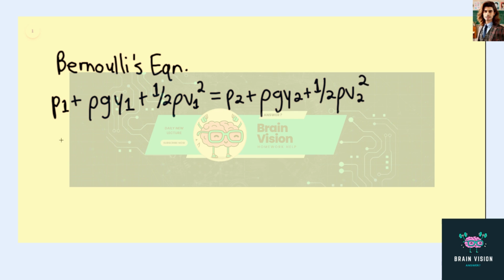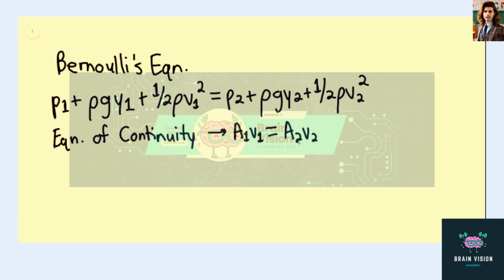We know that due to the equation of continuity, we can say that A sub 1, the cross-sectional area 1, times V sub 1 is equal to A sub 2 times V sub 2. And we can then say that V sub 1 would be equal to V sub 2 multiplied by A sub 2 divided by A sub 1.